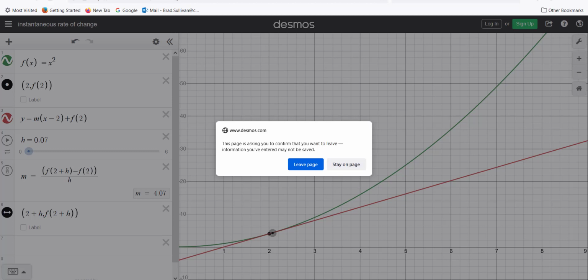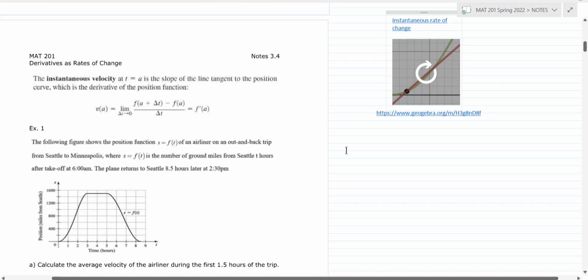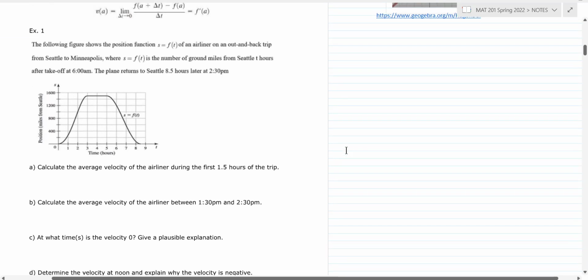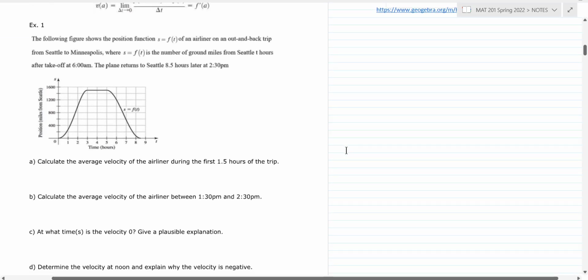All right, so I want to go ahead and close this, and we'll go back, and then we're going to look at an example that I think will help you make good sense of what we're doing with motion here. What this is, you can actually plot your trip on a coordinate plane. This is basically showing an airliner doing an out and back trip from Seattle to Minneapolis. S equals f of t is the number of ground miles from Seattle, t hours after a takeoff at 6 a.m.